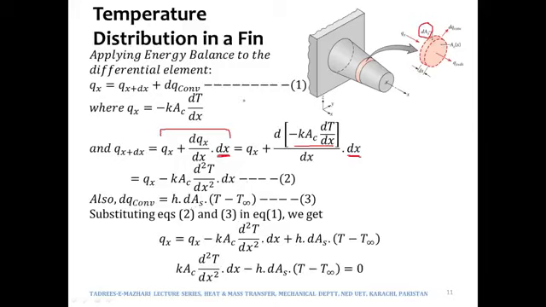Now if you put 2 and 3 in 1, Qx remains Qx, Q(x plus dx) can be written in this form as in equation 2, and the heat transferred via convection may be written in this form as expressed in equation 3. So then Qx will get cancelled out and we will be left with these two terms only: k A_c times the second derivative of temperature with x times dx, and this plus sign would become minus, h times the infinitesimally small area times (T minus T infinity), equal to 0.